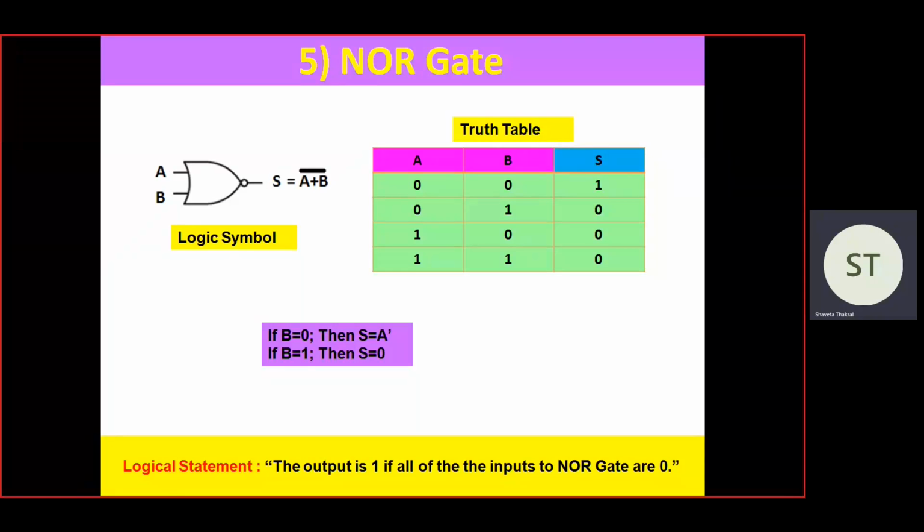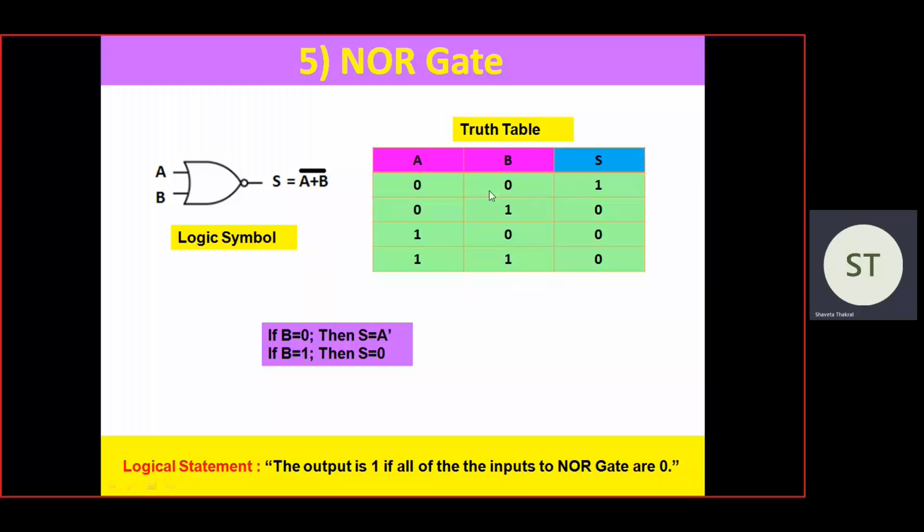Then next is the NOR gate. This is the logical symbol of the NOR gate, that is the OR gate symbol followed by a bubble. In the Boolean expression, this is the Boolean expression of the OR gate, that is A plus B. So here we have taken the complement of the OR gate expression. So the complement of A plus B is the Boolean expression of the NOR gate.